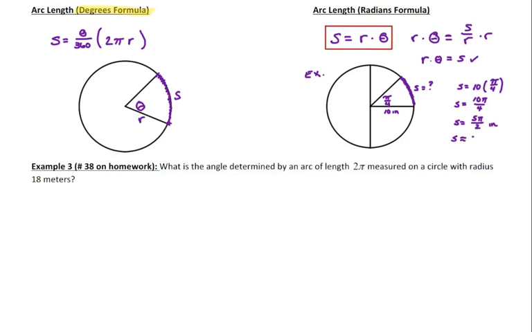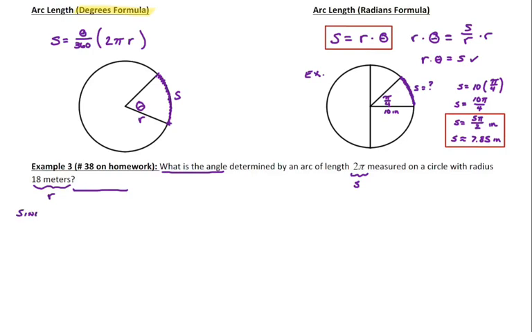So we take a look at this example here, example 3. If we want to find the length of an arc, it's a good idea to identify the information that we're given. So we want to find the angle, and we're given the length of the arc, and we're given the radius.